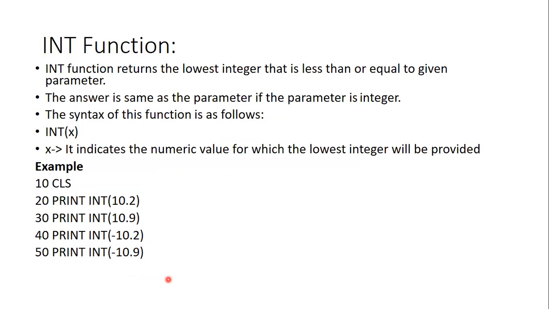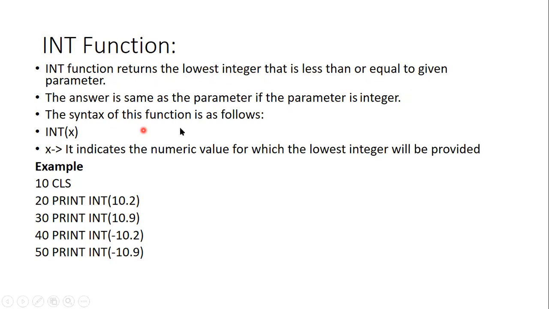How can we use it? The next function is INT. Fine. The INT function returns the lowest integer that is less than or equal to the given parameter. I repeat, it returns the lowest integer which is less than or equal to the given parameter. Let's see how. The answer is the same as the parameter if the parameter is a simple integer.